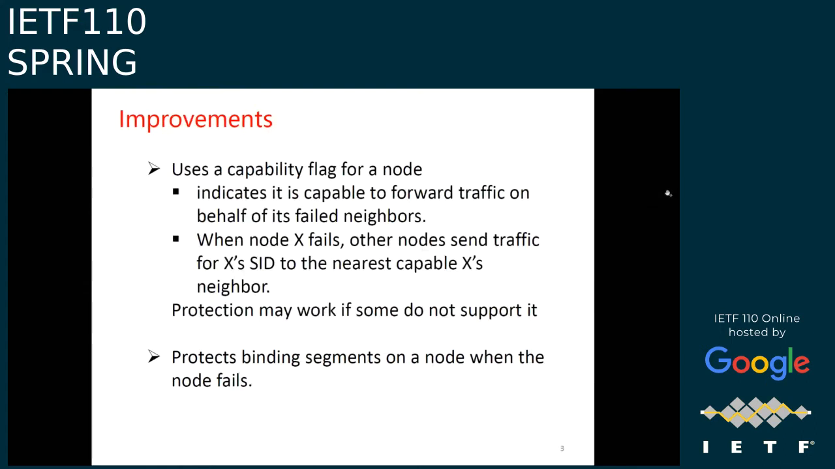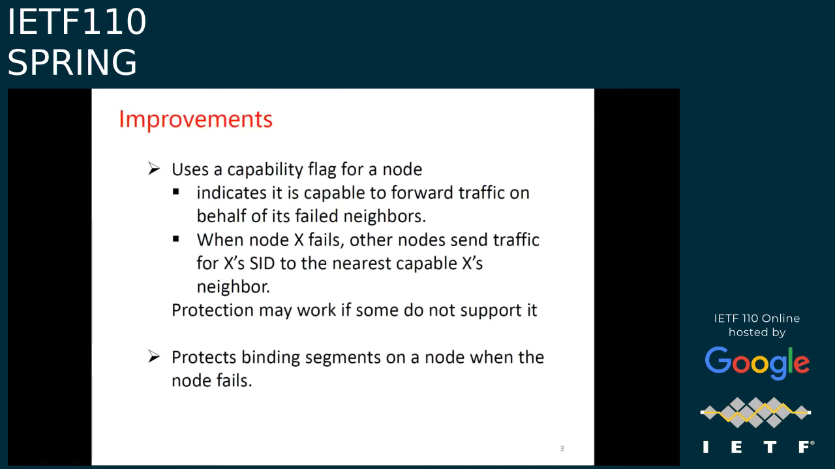Basically, our solution provides more coverage, and in addition, our solution also provides protections for the binding segments on a node when that node fails. Because if a node can support proxy forwarding, then that node will advertise a capability for that function. All the other nodes will receive this capability, and then they will send the packet to the capable node when the node next to it fails. So this may provide more protections, even though some of the nodes don't support the function.